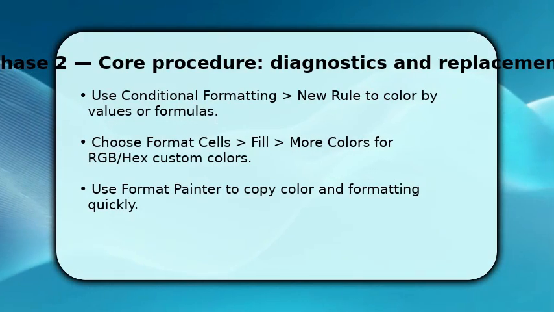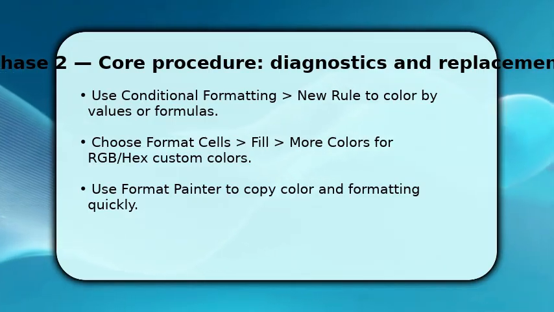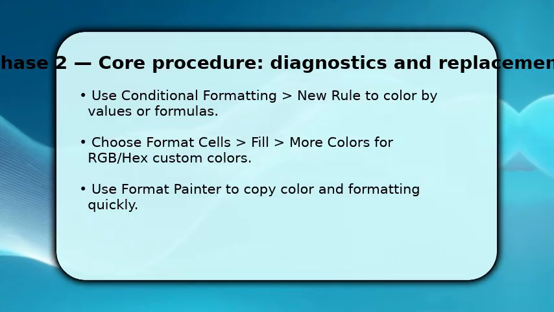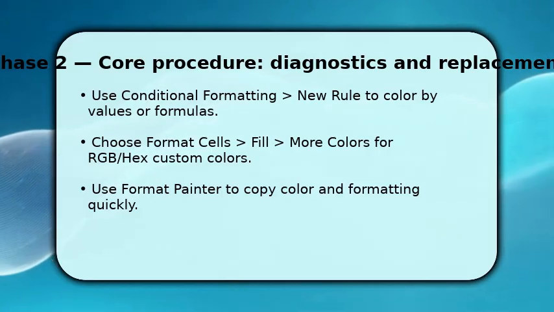You now move into dynamic coloring. Open Conditional Formatting and pick New Rule to color cells by value ranges, text, or custom formulas. Once you set a rule, click Format, then Fill, and select More Colors to enter RGB or hex values for brand-accurate hues. For multiple ranges, use Format Painter to copy that color and other formats quickly.